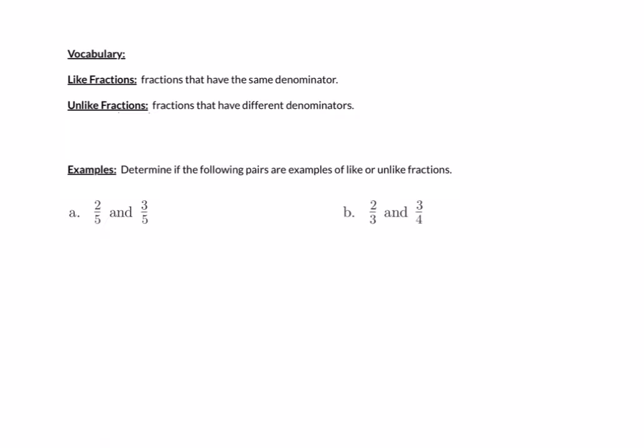So first off, when we talk about like fractions and unlike fractions, what do we mean? Like fractions are fractions that have the same denominator. And unlike fractions are fractions that have different denominators. So we're looking at the bottom numbers. So for example, 2/5 and 3/5, are these like fractions or unlike fractions? Because our denominators are the same, these are like fractions.